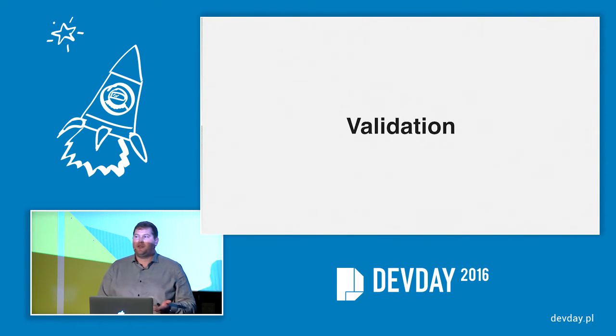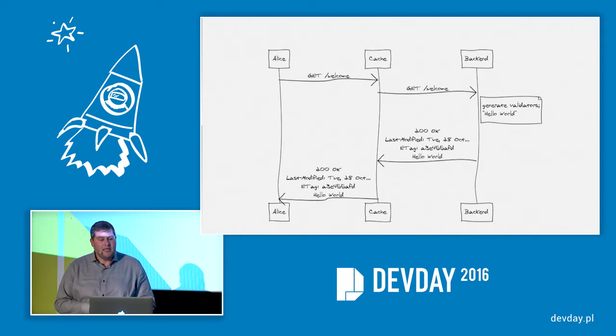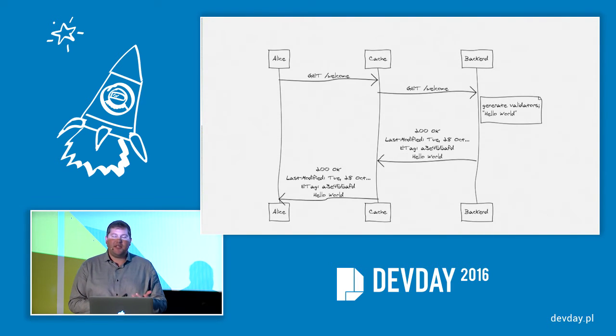So again, there's two models. There's the expiration model and the validation model. The expiration model we just walked through. I set a time: don't ask for this resource again until this time passes. And then there's the validation model. With the validation model, you really want to check with the backend service. Is this still valid? Is the resource I asked you for previously still valid?